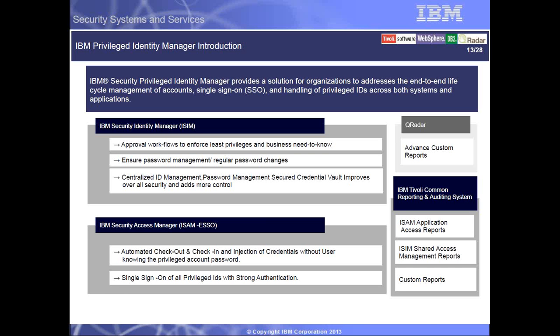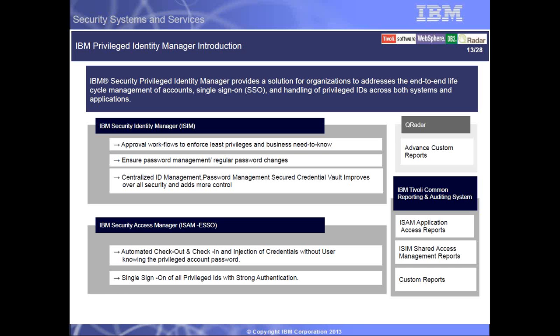You have IBM Security Identity Manager, which helps you set up approval workflows to enforce least privilege and business need to know. It ensures password management and regular password changes, centralized ID management, and a secured credential vault, which improves overall security and adds more control. The secure vault is part of IBM Security Identity Manager.